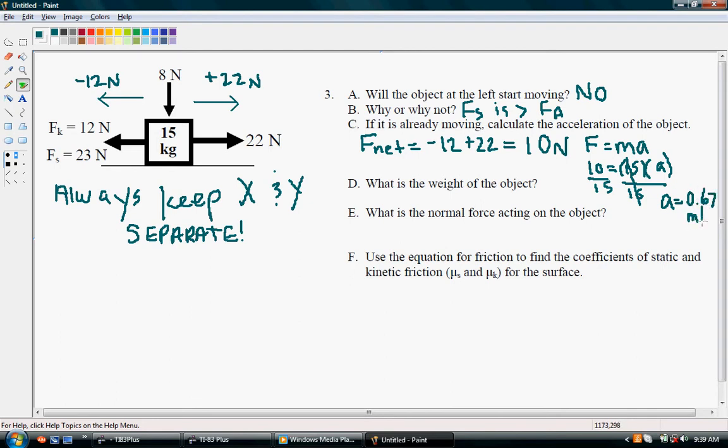This is meters per second squared. Now it says, what is the weight of the object? Well, so far we've been dealing with the x-axis for A, B, and C, but now we are talking about something completely different. Talking about the y-axis.